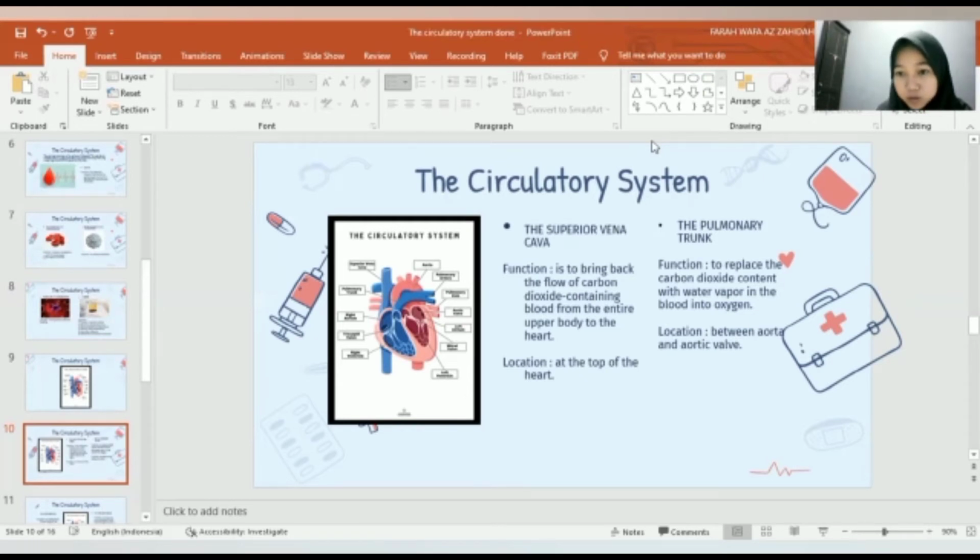Number 2, the pulmonary trunk. The pulmonary trunk, part of the heart, is a large blood vessel that carries dirty blood from the right ventricle to the pulmonary artery. Its function is to replace the carbon dioxide content in the blood with oxygen. Location: between the aorta and the aortic valve.